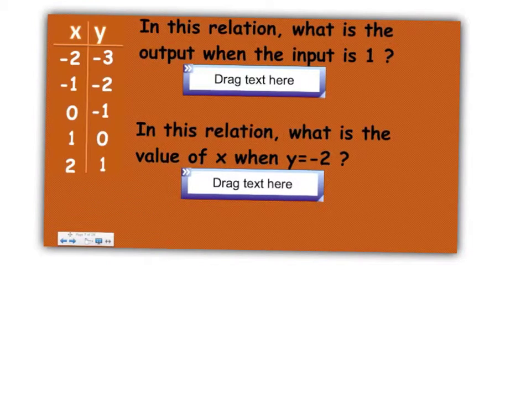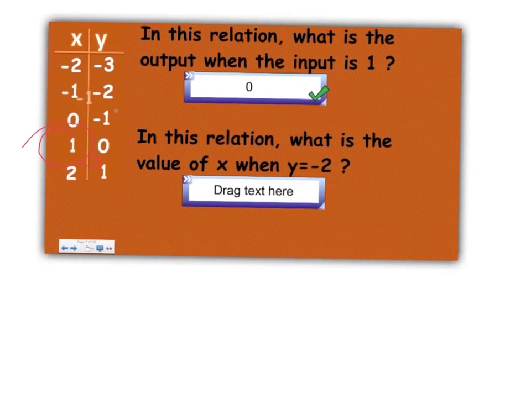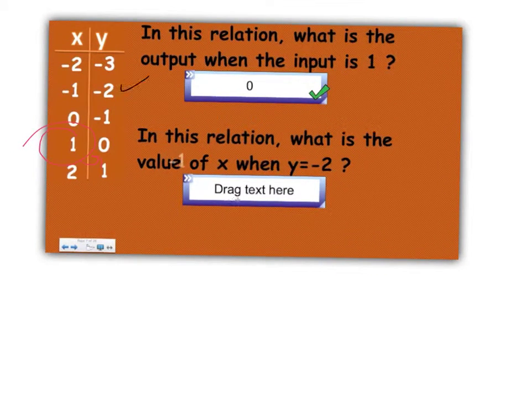Alrighty, so in this one, I have a couple questions. In this relation, what is the output when the input is 1? So I'll look, and I'll say, okay, when my input is 1, my output is 0. So let's go ahead and see if that's right by plugging 0 in. And sure enough, it's right. And the next one, it says, what about when y equals -2? You can see I look for where y equals -2, and that is when x is -1, and that is correct.